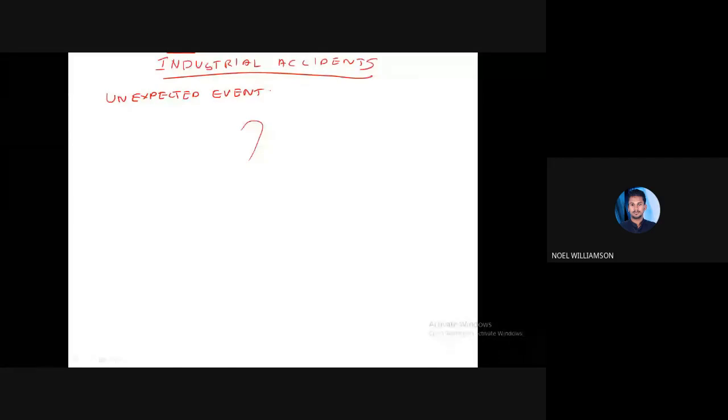What happens due to an accident? This is an unexpected event which interrupts the work process. Any firm will be interrupted due to this unexpected event. There are many costs associated with accidents. What are the causes of industrial accidents? We'll see which are the main causes of industrial accidents.